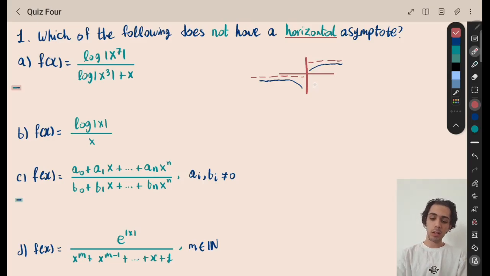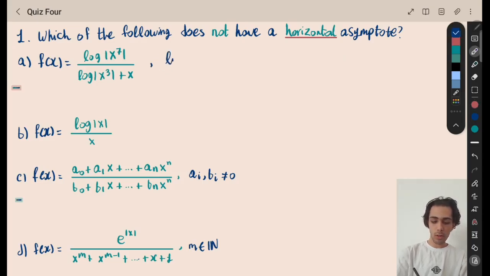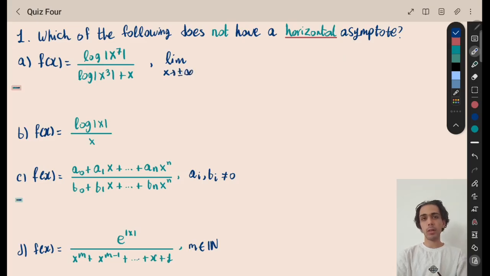But the key idea here is that we take the limit as x tends to plus or minus infinity. If we get a number, then this is the asymptote which the function tends to. If we don't get a number, let's say we get infinity or minus infinity or a limit that diverges, then in that case we don't have a horizontal asymptote. So let us take a look at this one.